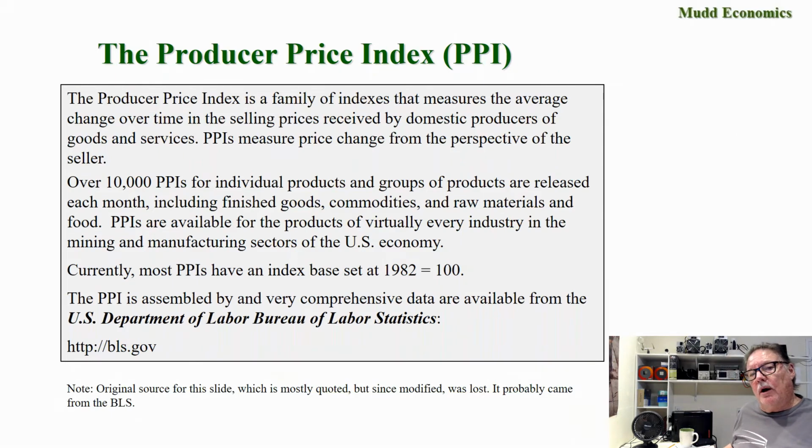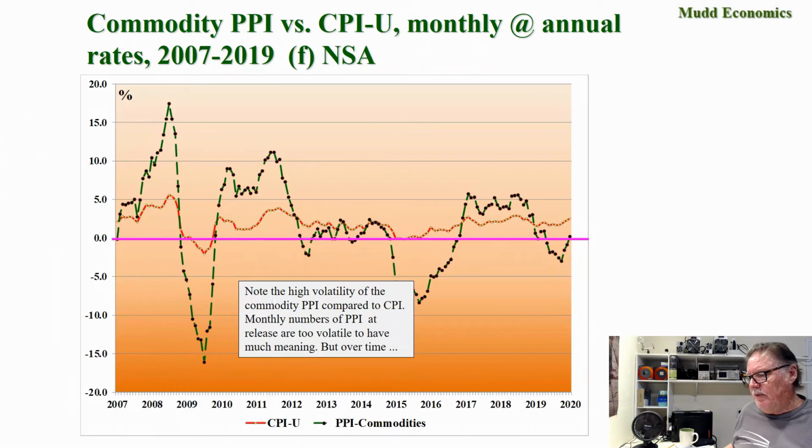To give you a comparison of a representative sample, we compare the commodity PPI versus the CPI for all urban consumers. That's monthly at annual rates, and so of course that tends to make it look more volatile than it actually is, because you're taking the monthly rate and multiplying it times 12. And the point here is that when you look at the comparison between the two, the CPI is the little red dotted line in the middle, and the PPI is the green line, and the PPI is very volatile.